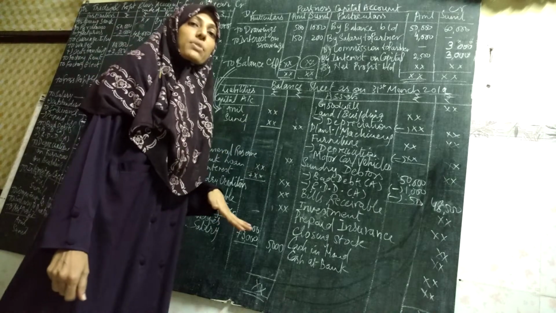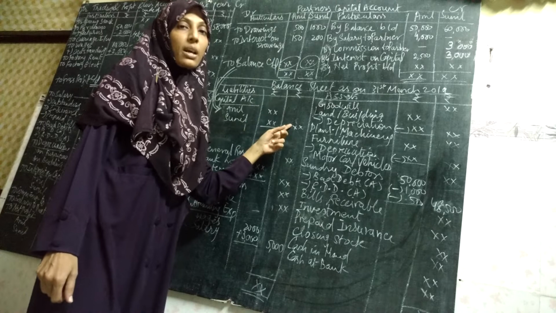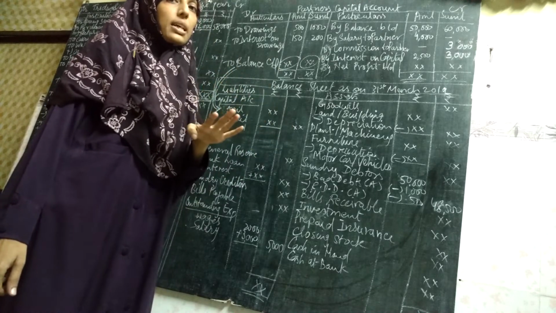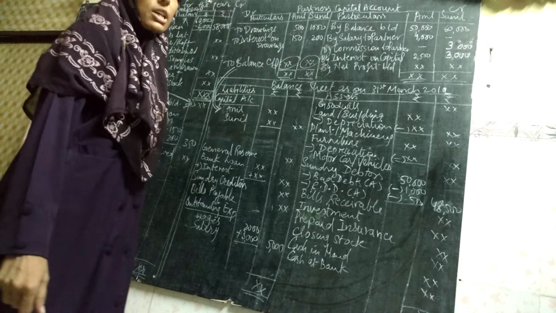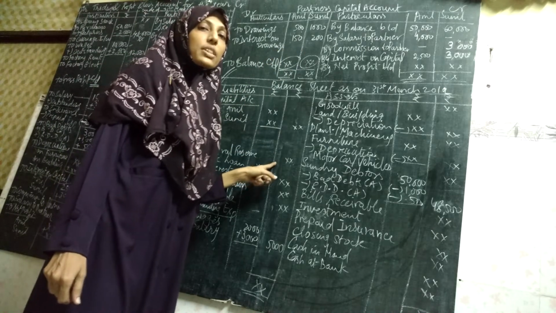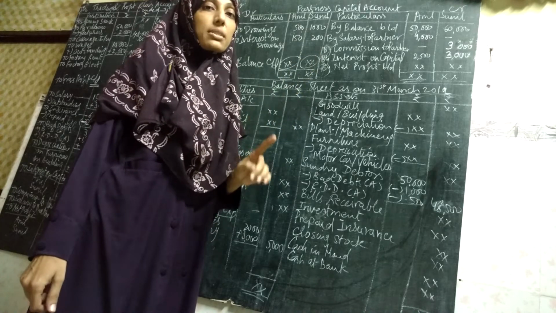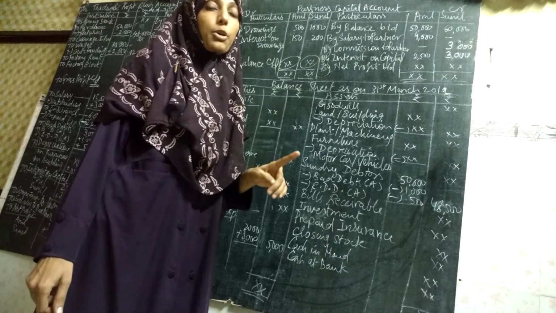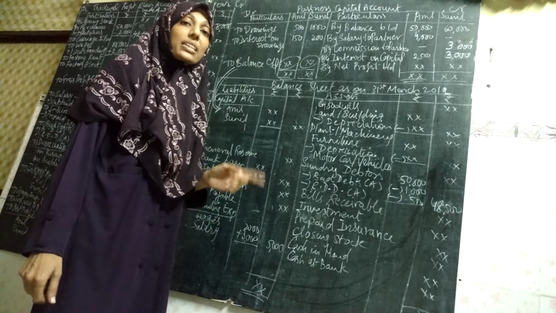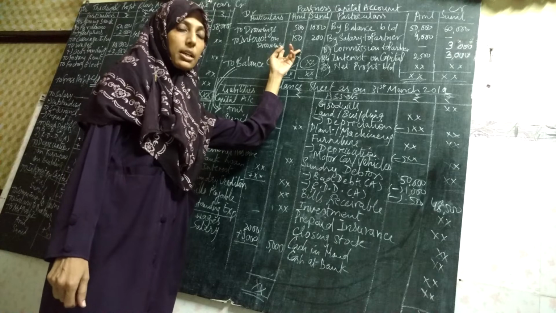Now in today's video I am going to explain partners capital account and the balance sheet. These are the four parts of final account: trading account, profit and loss account, partners capital account and the balance sheet. In 11th standard we did not prepare partners capital account because in 11th standard we had sole proprietor's final account. In 12th standard we have partnership final account. So we have to make partners capital account.